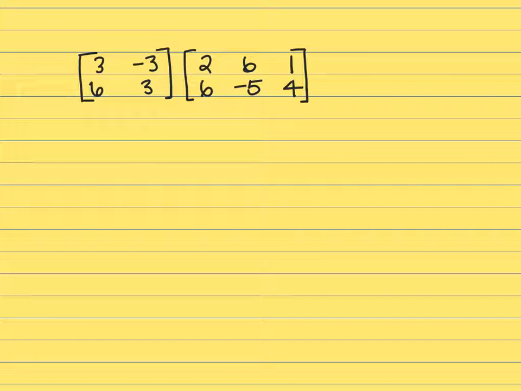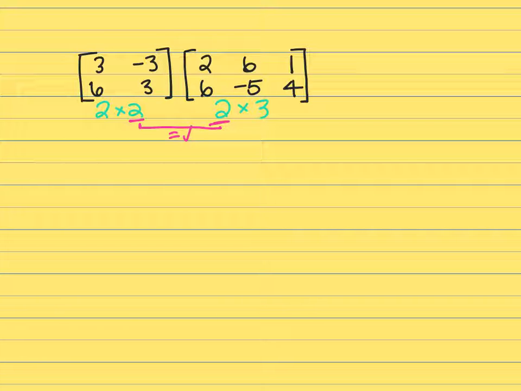So if we look at this first matrix, it is a 2 by 2 matrix, 2 rows by 2 columns. The second matrix is 2 rows by 3 columns. In order to multiply matrices, these inside numbers have to match. So since these two numbers are equal, we have 2 columns in the first and 2 rows in the second, then yes, we can multiply them.